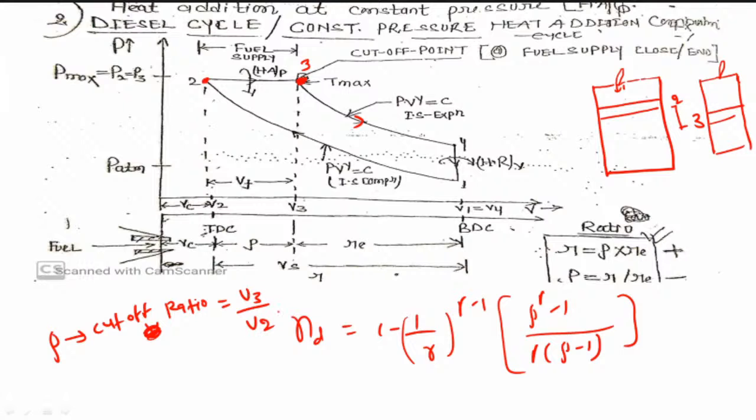Hopefully this point is cleared. So this is called the cutoff ratio. And what is r? This is called the compression ratio, and it is V1 upon V2. One more thing I want to tell you, my dear friends: whenever you talk about the cutoff ratio, compression ratio, or expansion ratio, you have to keep in mind this value will always be more than 1. So V3 upon V2 will be more than 1. Are you getting this point?